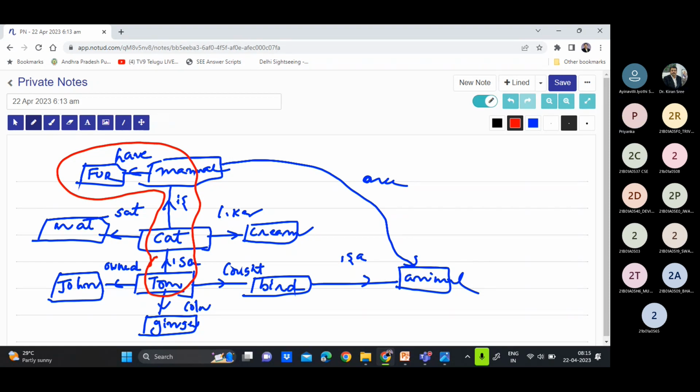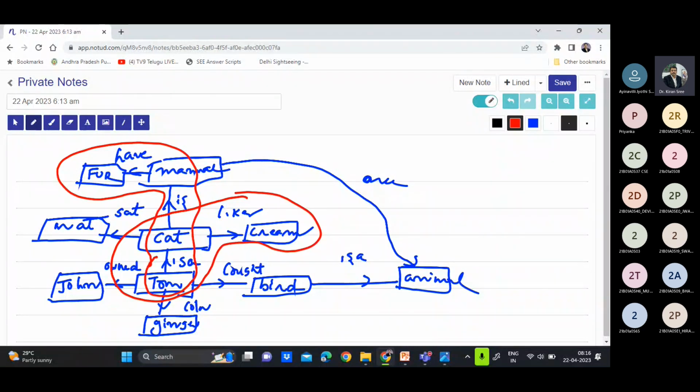Yes, sir. So there is a path from one node to another node. If you start from Tom and end at fur, obviously that inference is right. And does Tom like cream? There is a path here, so obviously that statement is also correct. Indirectly, Tom is also an animal, so that statement is also valid.